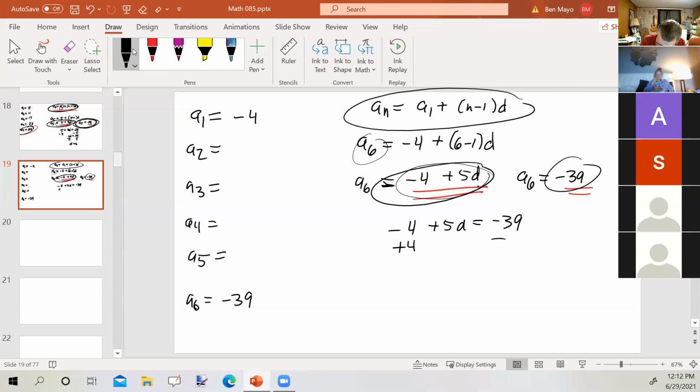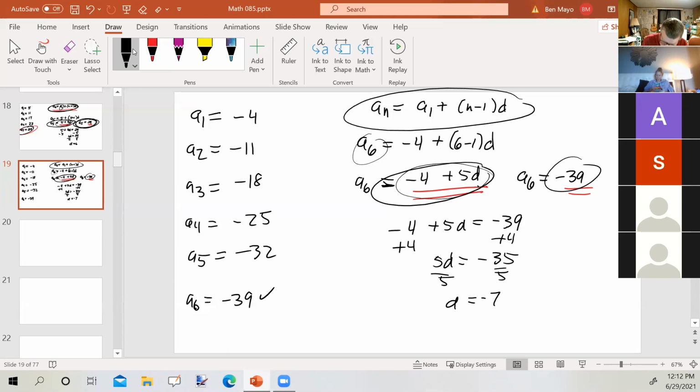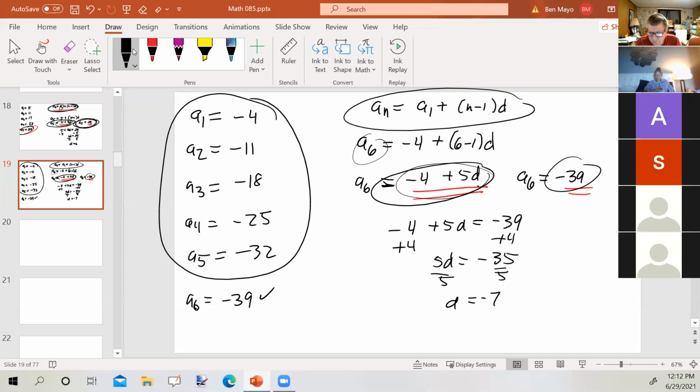So then we're going to add 4 to both sides. 5d equals negative 35. Divide both sides by 5. D equals negative 7. So the common difference is negative 7. Negative 4 plus negative 7 is negative 11. Negative 11 plus negative 7 is negative 18. Plus negative 7 is negative 25. Plus negative 7 is negative 32. Plus negative 7 is negative 39. So there's the first 5 terms.